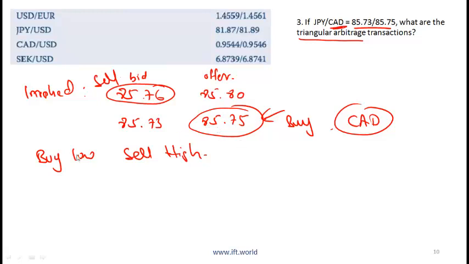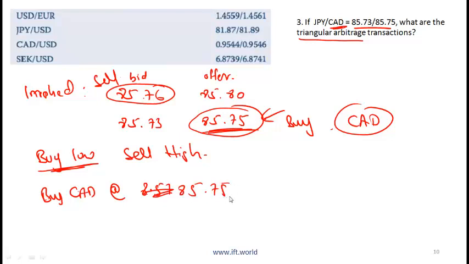So the buy low would involve buying, so you would buy Canadian dollars at 85.75 yen, and over here you would sell Canadian dollars at 85.76. So for each Canadian dollar, you would make an arbitrage profit of 0.01 Japanese yen. So what are the key points over here?